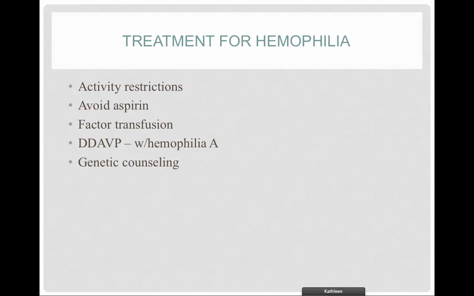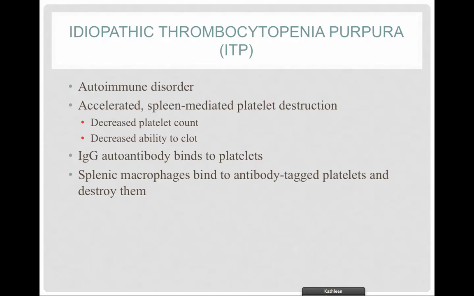Treatment for hemophilia, activity restrictions, avoid aspirin, factor transfusion. DDAVP is desmopressin to treat small bleeds. A lot of these patients have them. If you have a patient or someone that has hemophilia, they should have DDAVP on them at all times. Genetic counseling is required. This is an autoimmune disorder.